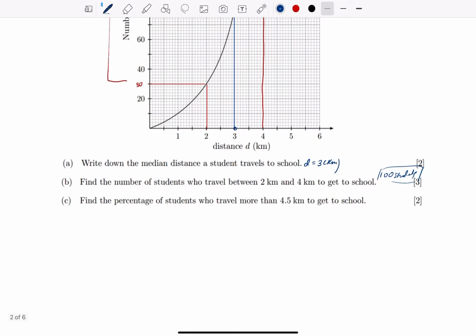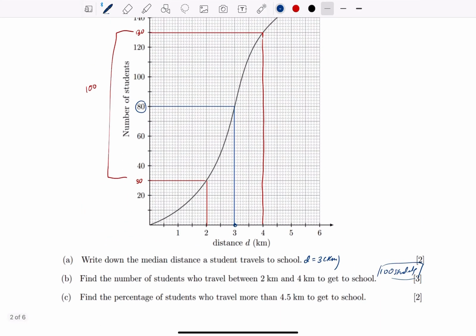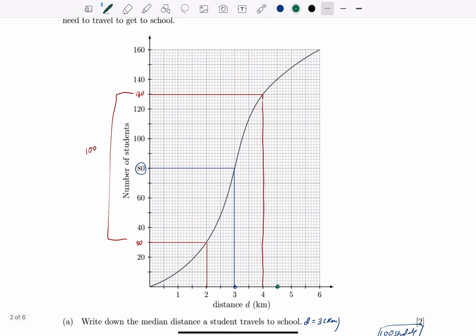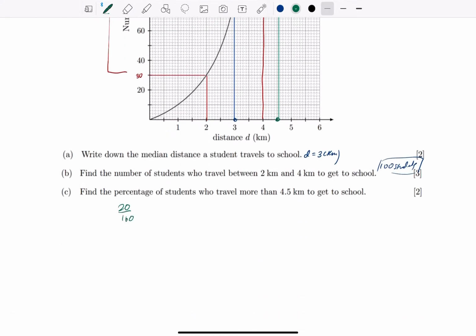Now find the percentage of students who travel more than 4.5 kilometers to get to school. Okay, so 4.5 kilometers is right here. And if we interpolate, we line our stuff up, we find that the benchmark for 4.5 and greater starts from 140. And from 140 to 160 is 20. So 20 out of 160 is our fraction. And we want a percentage, so we multiply by 100%. So 20 divided by 160 times 100 is 12.5%. And that is our answer. Nice. Let's move on to the next one over here.